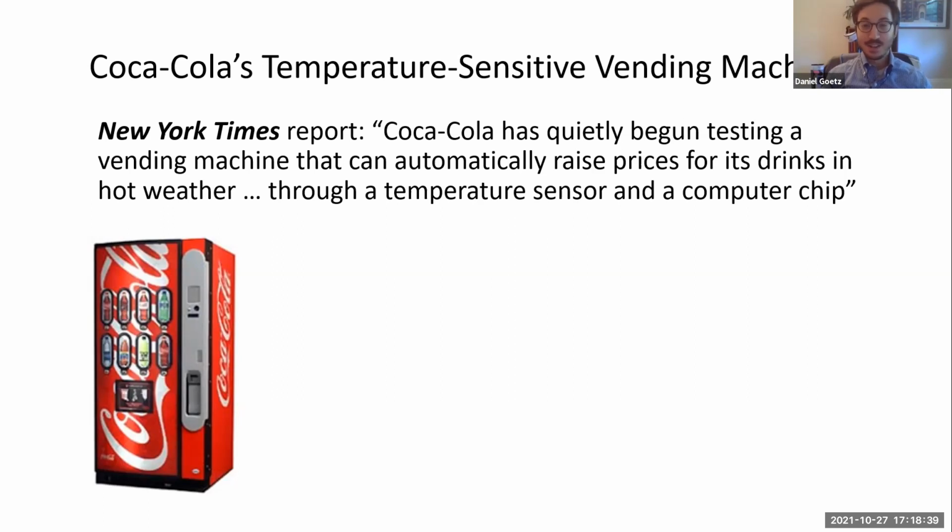All right, here's another one, Coca-Cola. Temperature sensitive vending machine. So Coca-Cola, from this report, says they've quietly begun testing a vending machine that can automatically raise prices for its drinks in hot weather through a temperature sensor and a computer chip. So why would that be a good idea? What does that reflect? Why would they want to raise the price when it's hot?